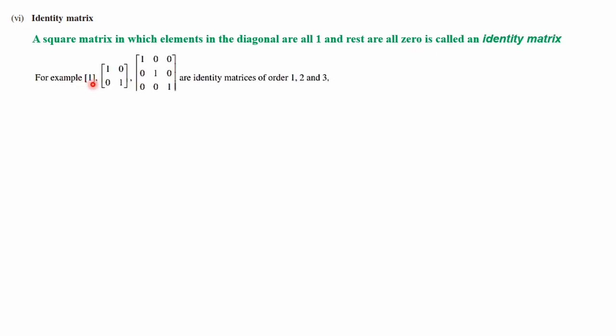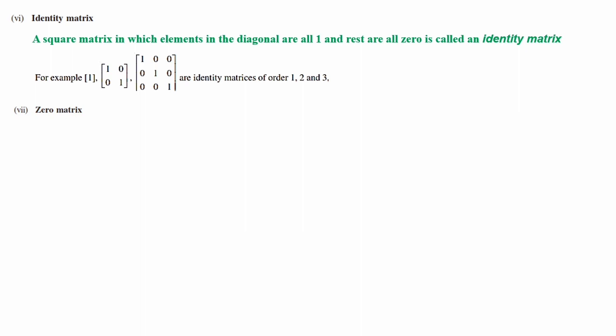So it is quite simple to write. Just like before, we write only 1, and here a 2 by 2 square matrix and the diagonal elements are 1, and it is a 3 by 3 matrix, diagonal elements are 1. So these are the examples of identity matrices of order 1, order 2, order 3. Means this is only 1 row 1 column, this is 2 rows 2 columns, and this is 3 rows 3 columns. That's why we say matrices of order 1, 2 and 3.